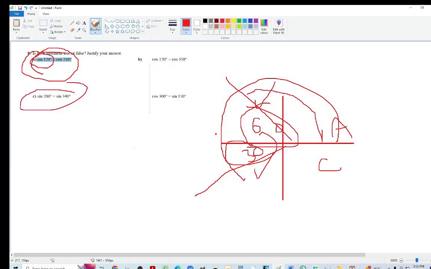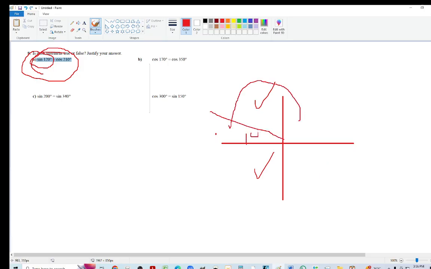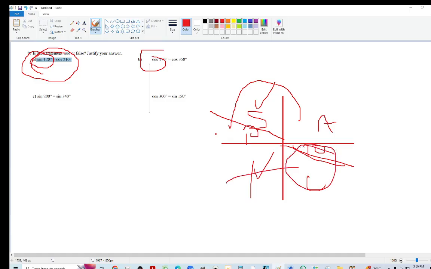Then when we look at this next one, 170 and 350, even though they're both acute angles of 10 degrees, because 170 goes to here and forms 10 degrees between the x-axis and the terminal arm, and 350 goes to here and forms 10 degrees between the x-axis and the terminal arm. Let's look at cosine. C-A-S-T. While their numbers will be the same result, the cosine values in this one are positive, and the cosine values in this one are negative. Therefore, they cannot be equal.